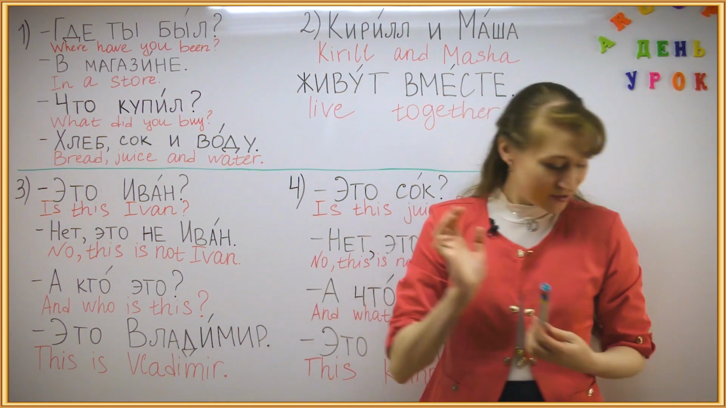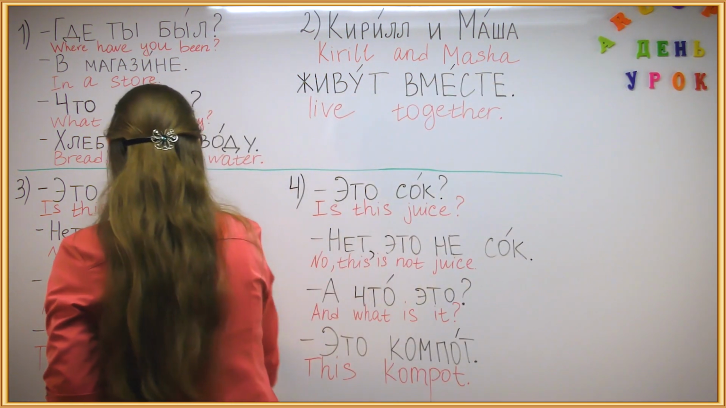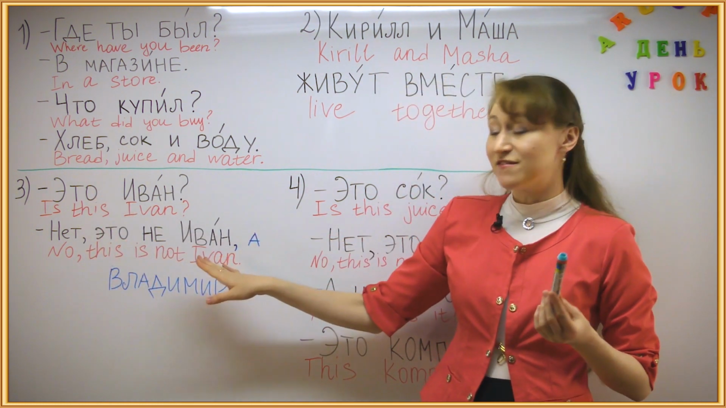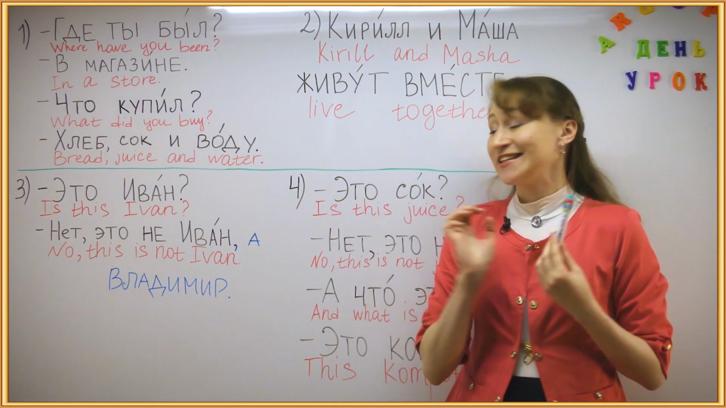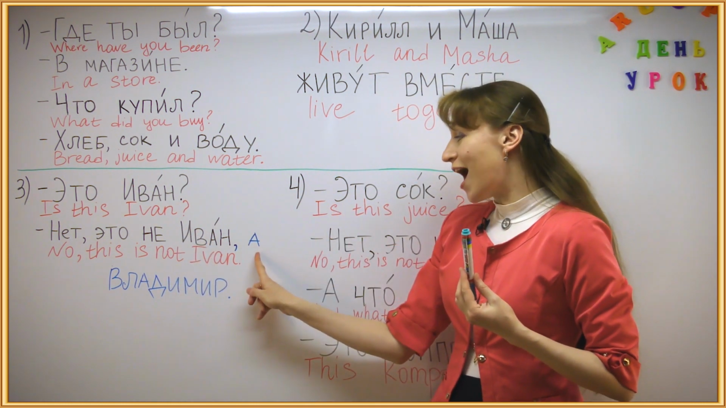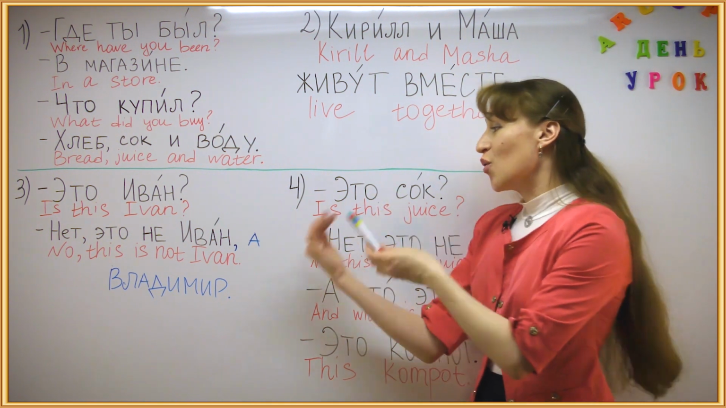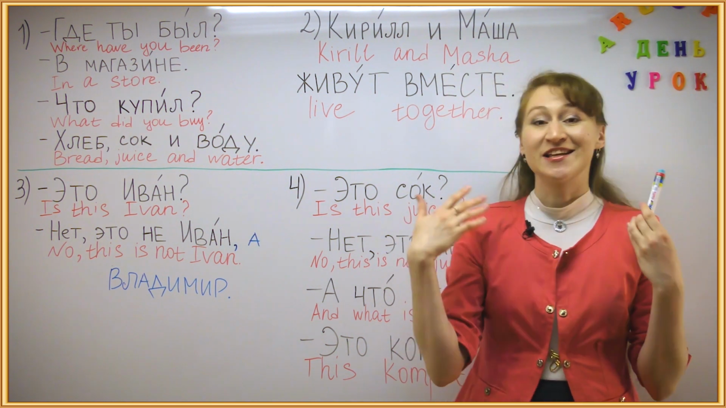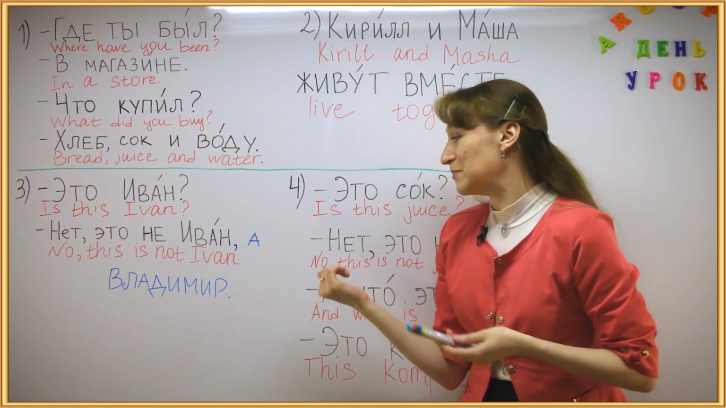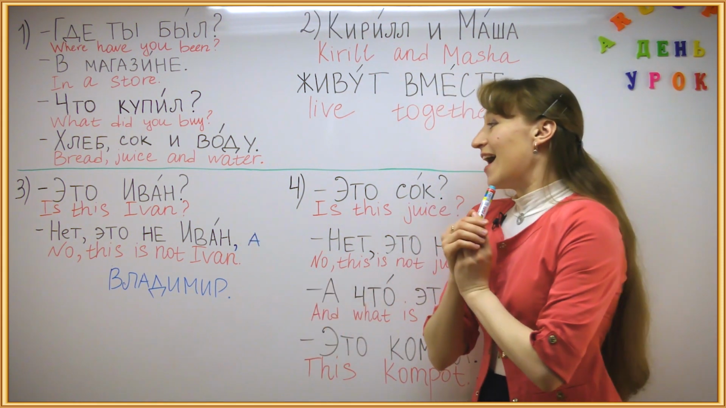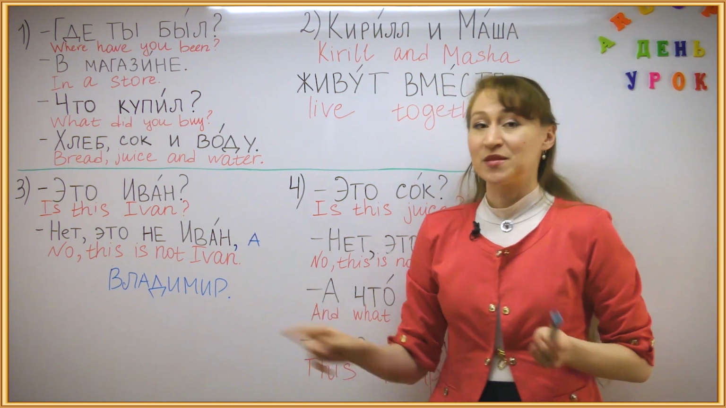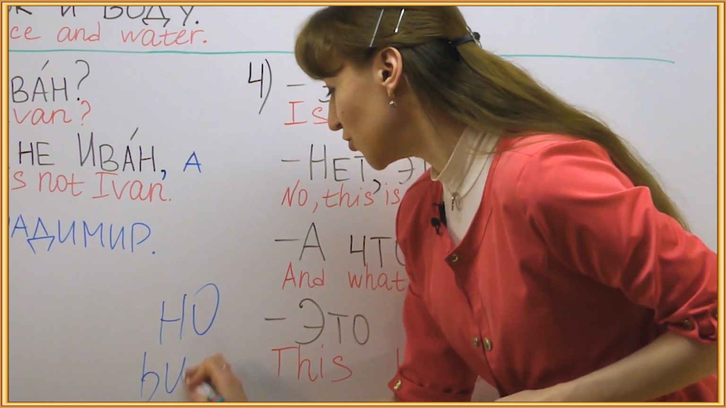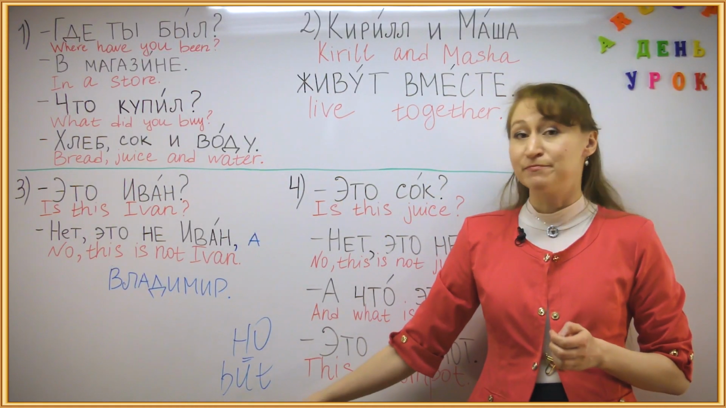Now, let's do the following. I'm going to erase this. So, нет, это не Иван, а Владимир. Right? Here, again, we use а because it's a different person. We move on to a different person. In English, you would probably say "this is not Ivan, but this is Vladimir," right? You will use "but." In Russian, however, we use а because the Russian word for "but" is но. So но in the dictionary is translated as "but."